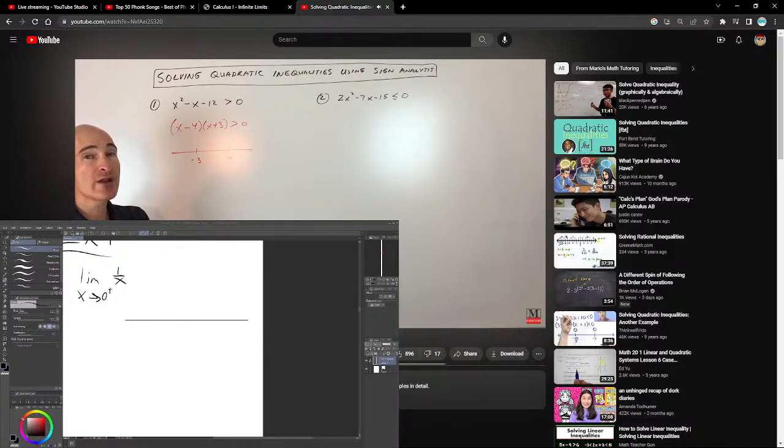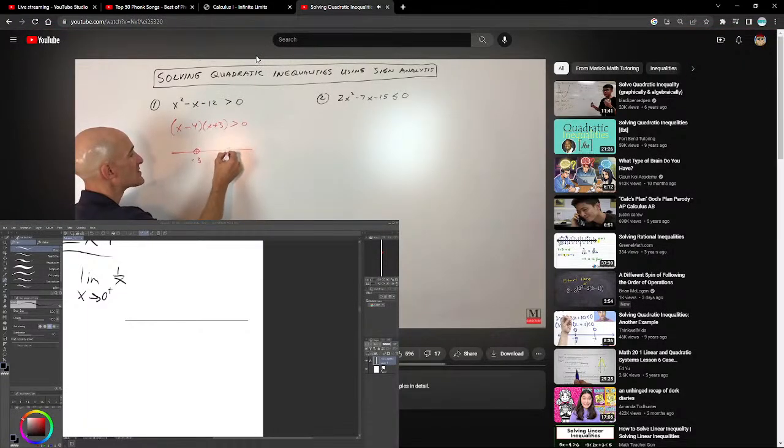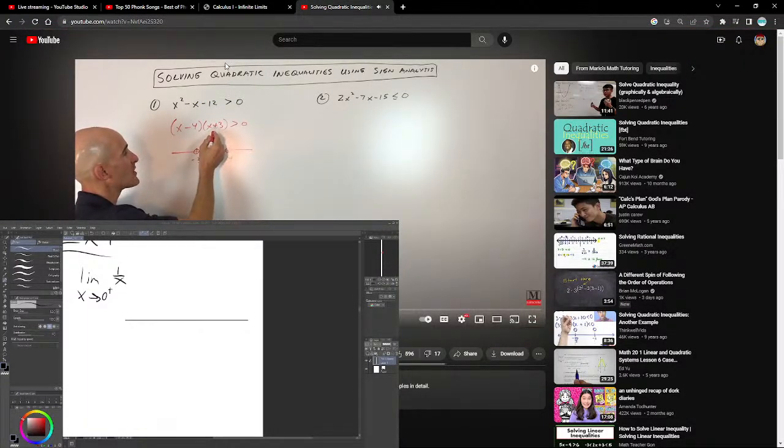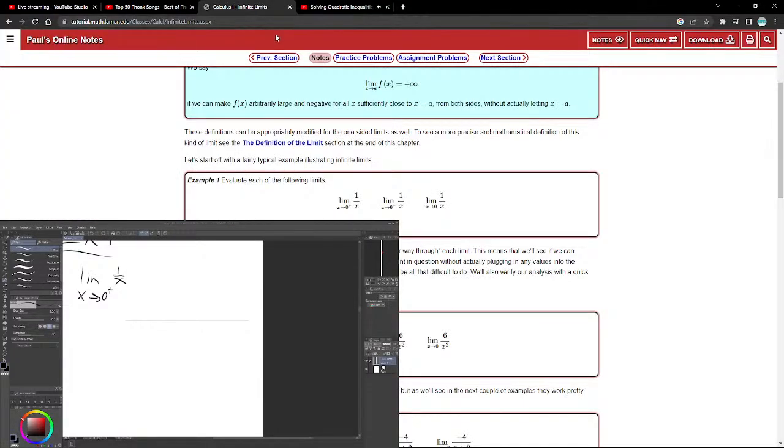Now we want this to be greater than 0, not equal to 0. So it's not going to include negative 3, and it's not going to include 4. If we put negative 3 in, that's negative 3 plus 3, which is 0. 0 times anything is 0, but we want it to be greater than 0, not equal to 0. So again, that's why these are open. So then what you want to do is pick a point in each one of these three intervals. So I'm going to pick a point that's less.